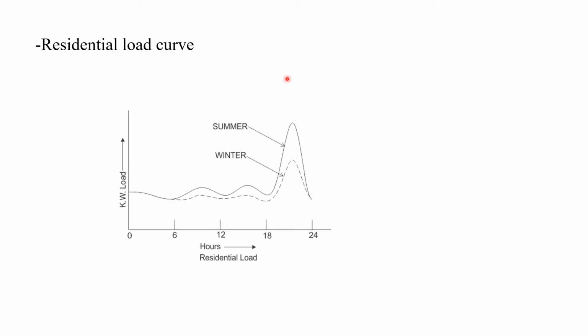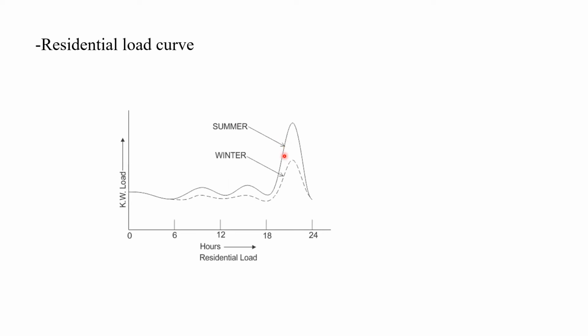And in this picture you can see the residential load curve for winter and summer periods. It is very clear, as we already discussed this case in the second slide. From 6 a.m. in the morning, the load on most of the houses will increase, and it will decrease at noon time, and again in the evening it will decrease drastically, and at 6 p.m. it will increase like this.